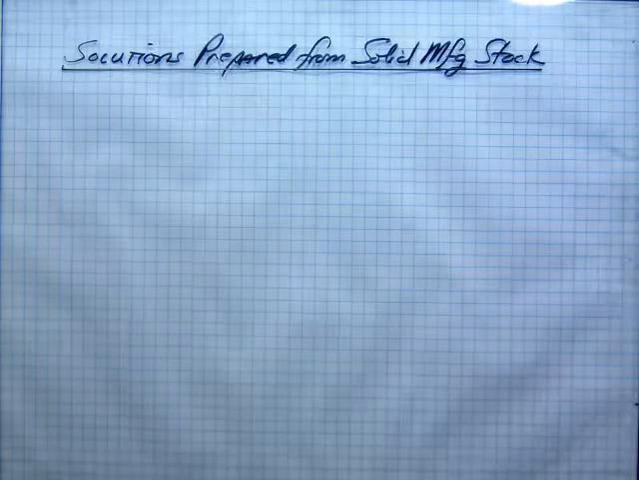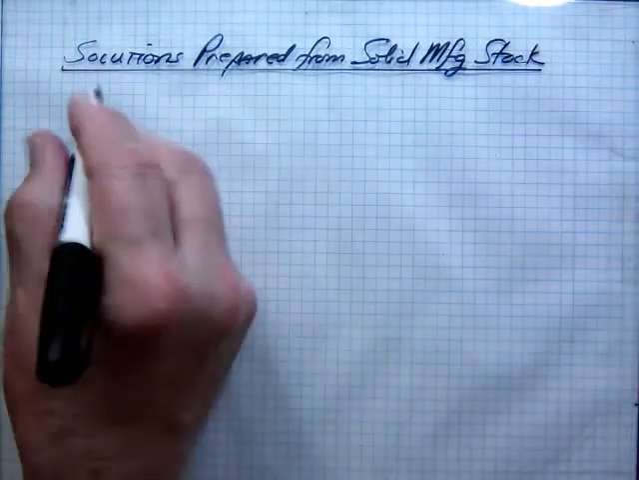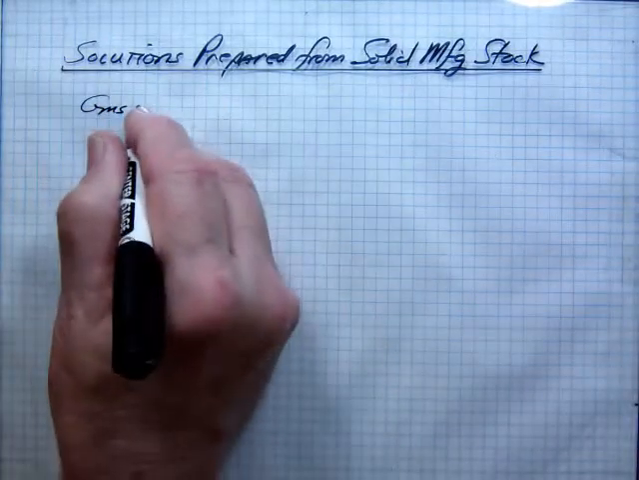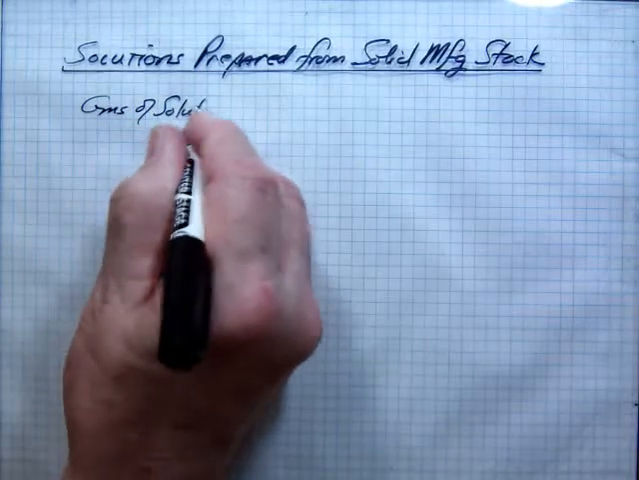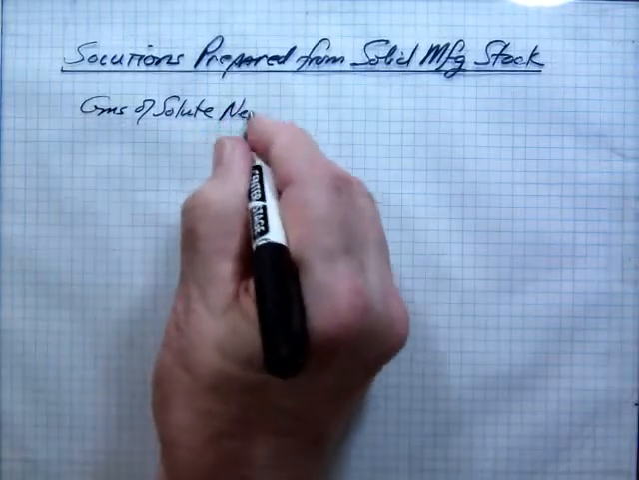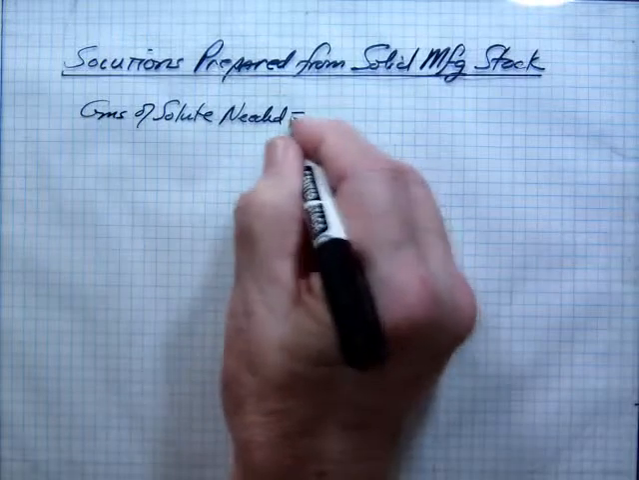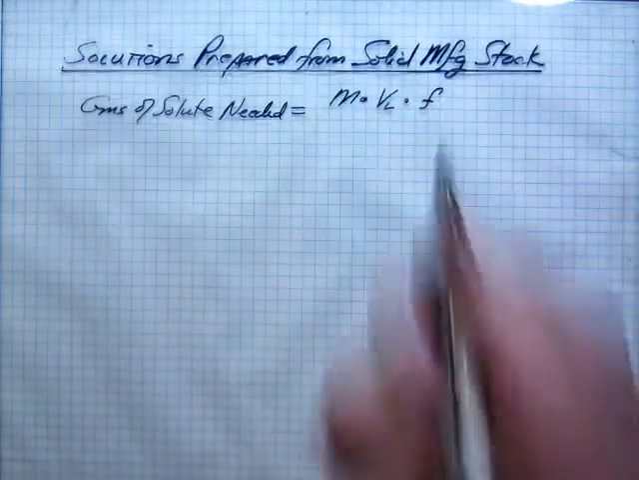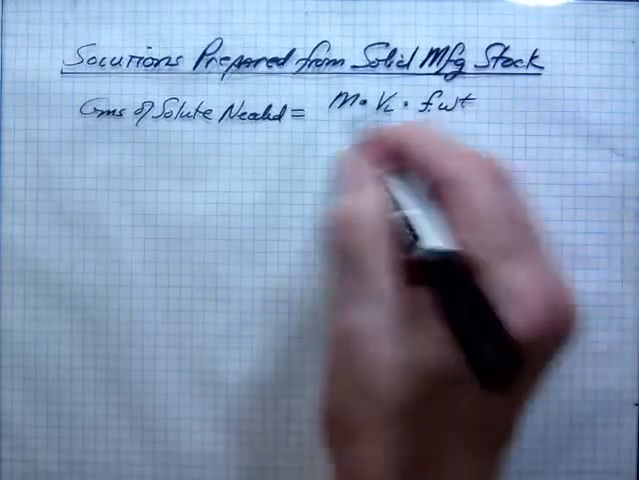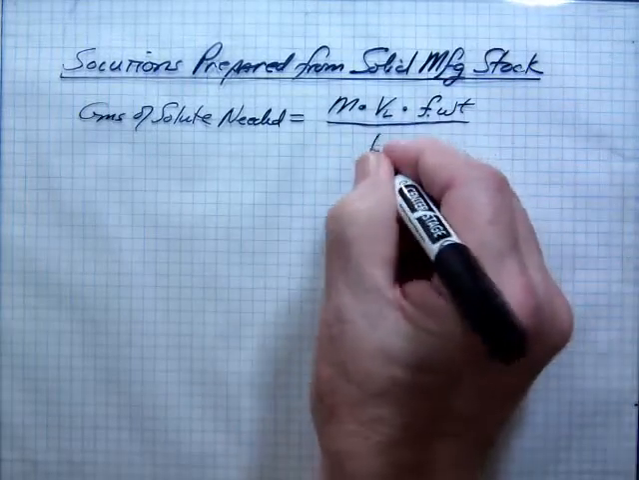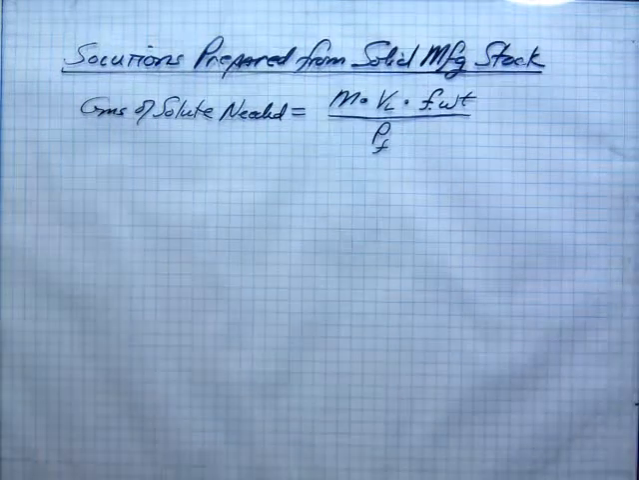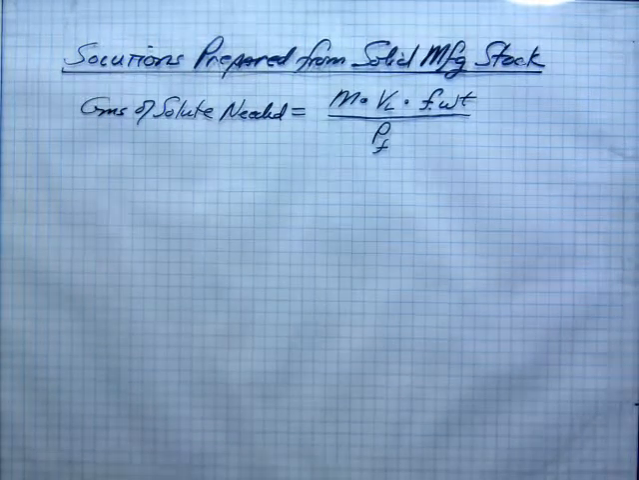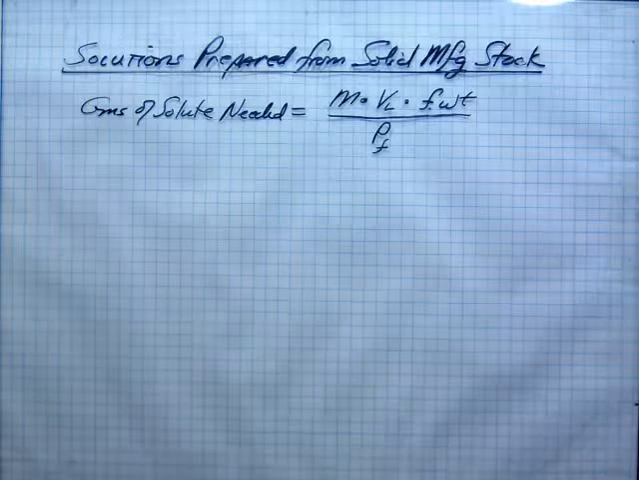Solutions prepared from solid stock. First, let's just get the formula down. This refers to grams of solute needed is equal to molarity times volume in liters times formula weight of the solute divided by a purity factor, which scales it up and down based on the purity of the manufactured sample. Okay.